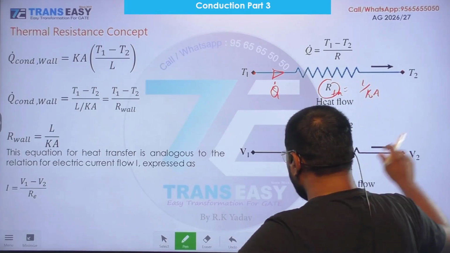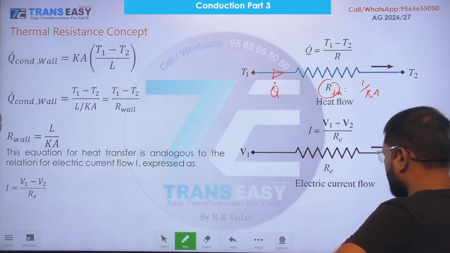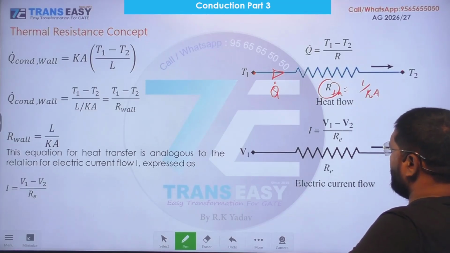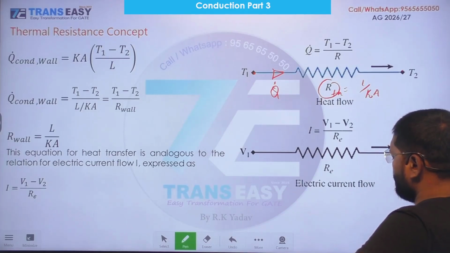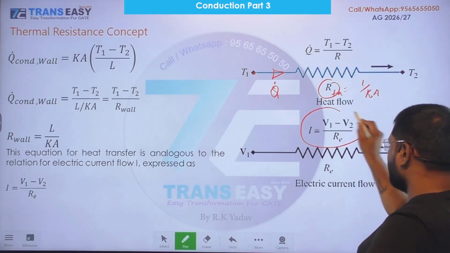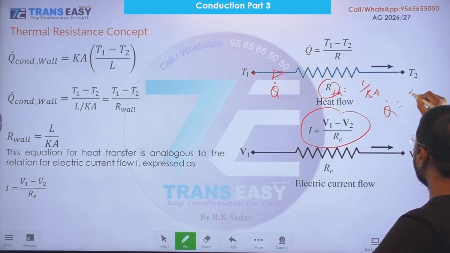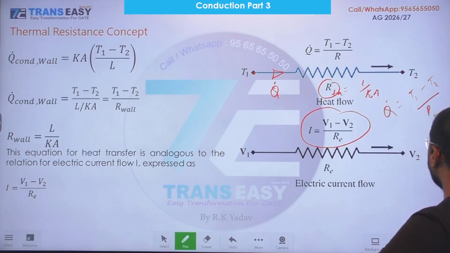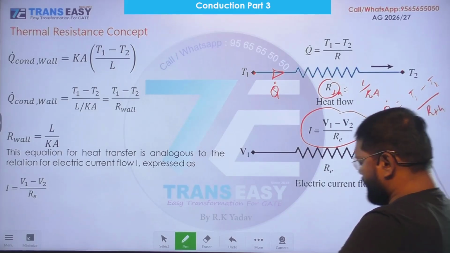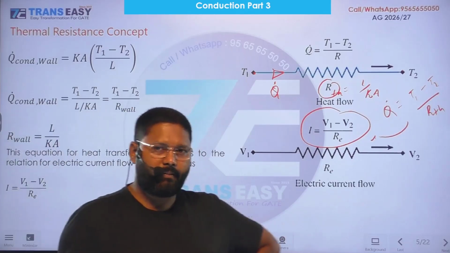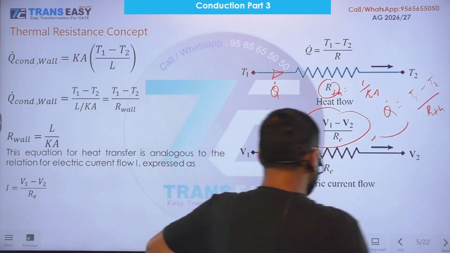Likewise, electric current flowing under potential difference V1 minus V2 through electrical resistance Re. Likewise, result we are getting in here: Q dot is equal to (T1 minus T2) upon thermal resistance. Similar. Electrical analogy. It's fine.